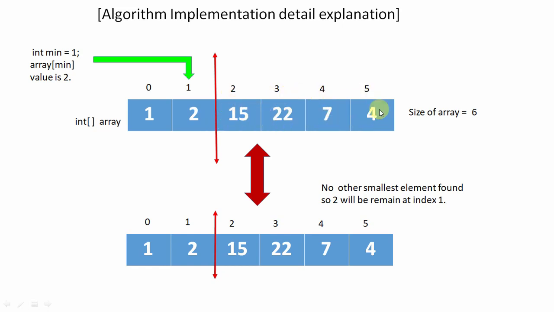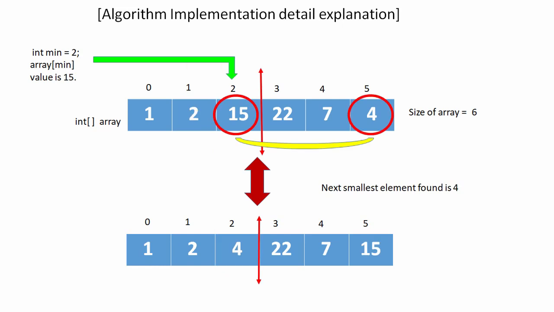Okay, so all these elements will be compared. As you can see, we have no other element which is smaller than 2, so no change will happen, and 2 will remain at its position. Okay, now again we will repeat the same process.